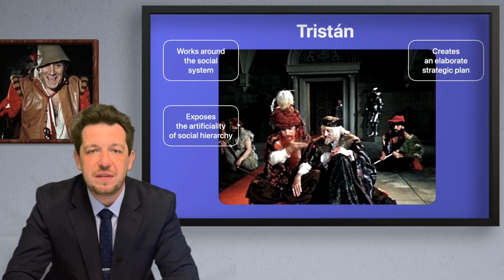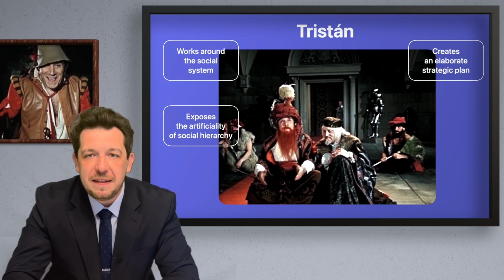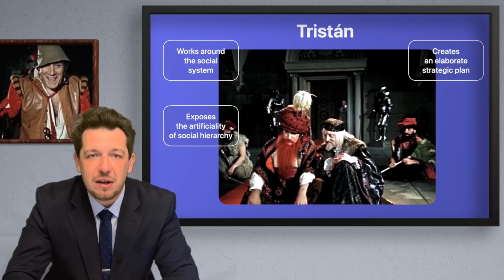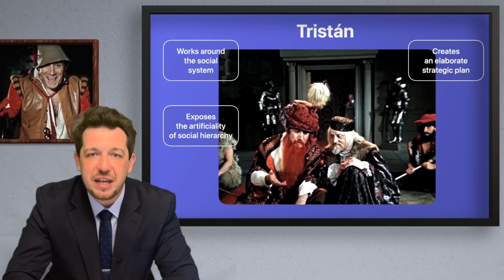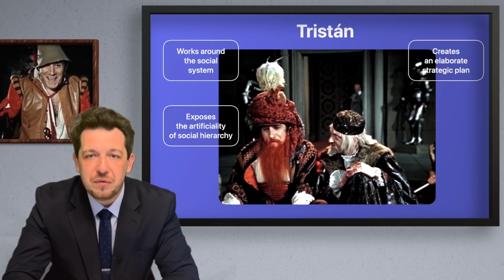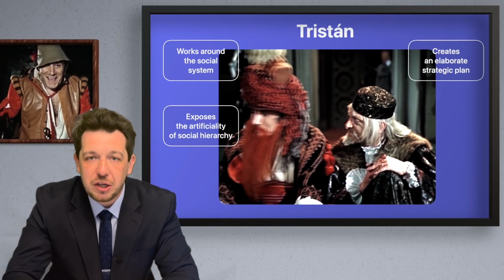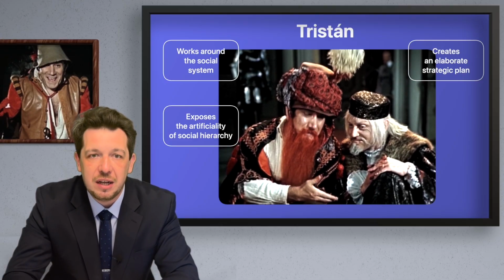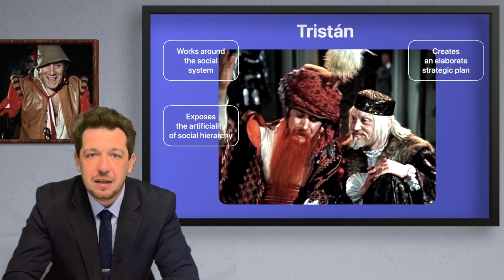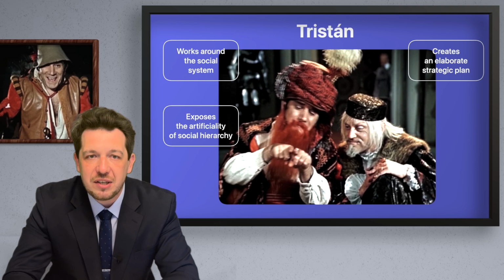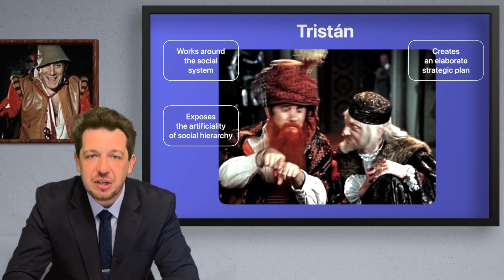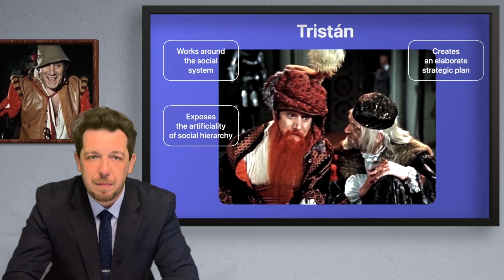Cheating that exposes the system. The nobility in the play insists on bloodline, honor, and inherited status. Tristan proves how fragile that system is. If nobility can be manufactured through performance and recognition, then what is it really? His trick reveals that class hierarchy depends on social agreement rather than divine truth.